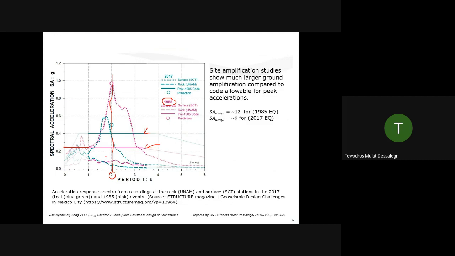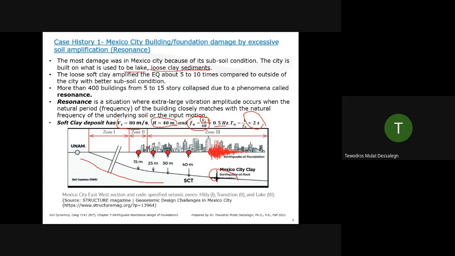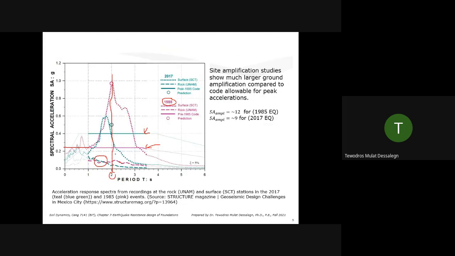And this is what is in the rock. This dotted line, the magenta line, this one you can see it. It's a rock, UNAM, and surface. Surface is this one. It's a rock, and rock is right here, like an outcrop, under the soil. But when it amplifies at the top of the soil, that's what happens. See the two magentas, this compared to this.